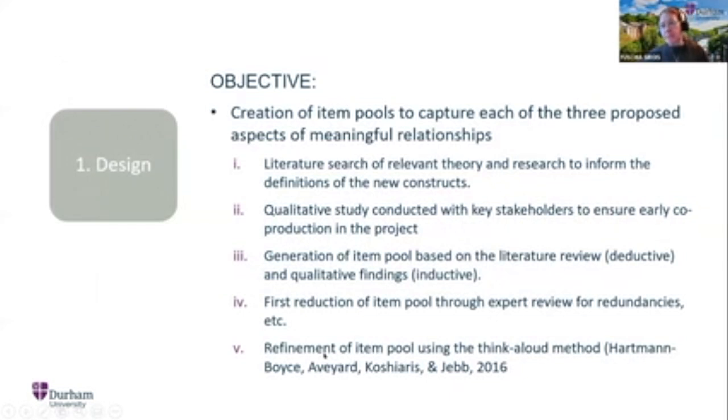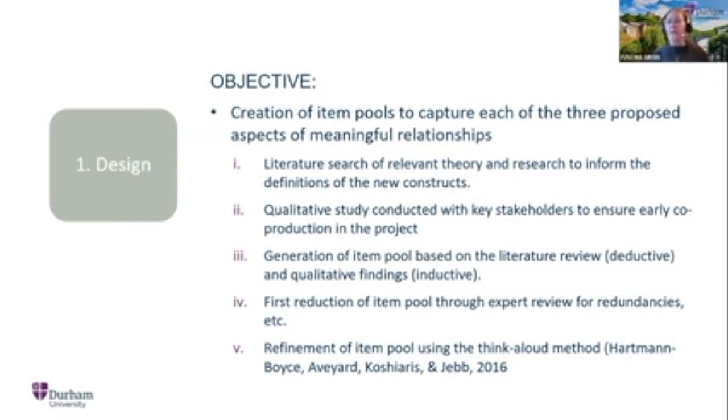And so the first stage was probably the most important stage here, which is creating your items for what we call a pool of items that help capture each of these aspects of meaningful relationships. This will be driven by literature search, but we'll also have some qualitative work conducted with key stakeholders that will help feed into this. Then that will help with the generation of these items for this item pool, both the literature review and the qualitative, and then using expert review to reduce them because we don't want to start off with too many, and then refining the items.